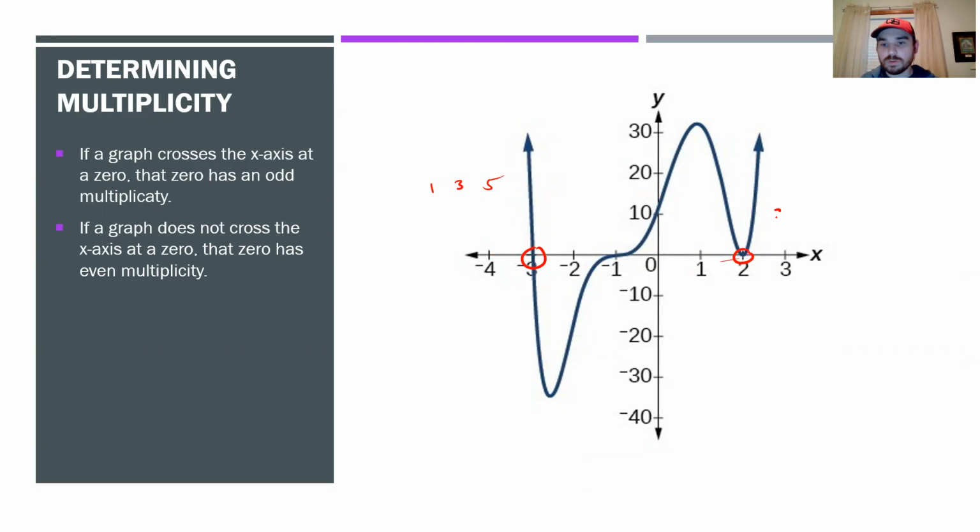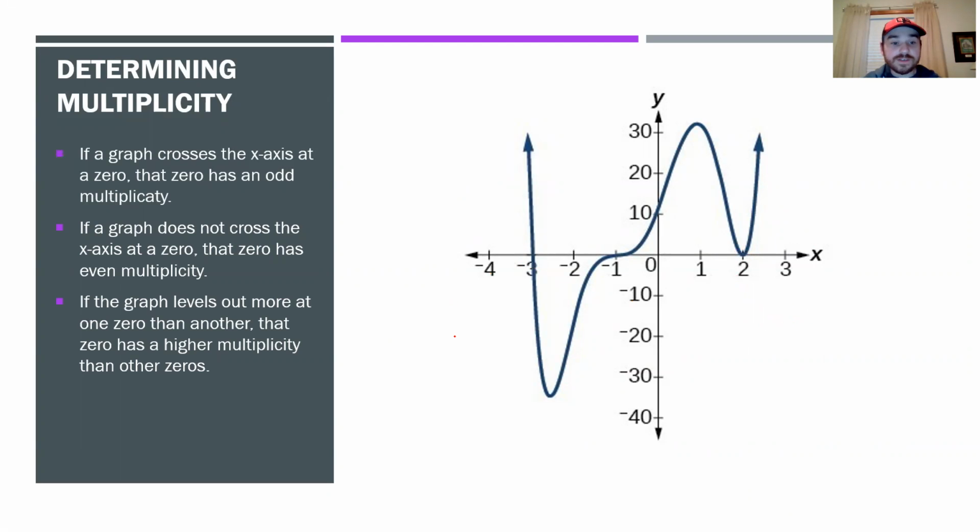So it could be 2, it could be 4, it could be 6, but it's going to be some kind of even multiple. So that means there are at least 2 factors in this one where you have x minus 2 as a 0. So at least 2 of your factors are x minus 2. If a graph levels out more at one zero than another, that zero has a higher multiplicity than the other zeros.